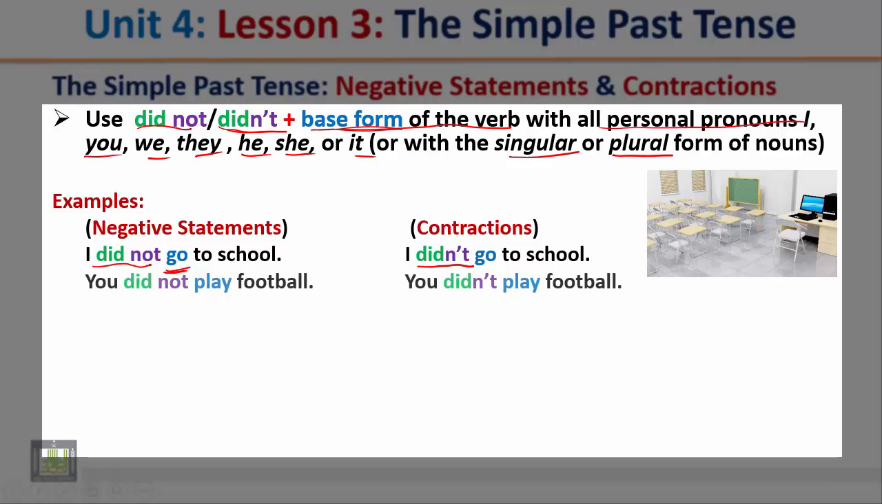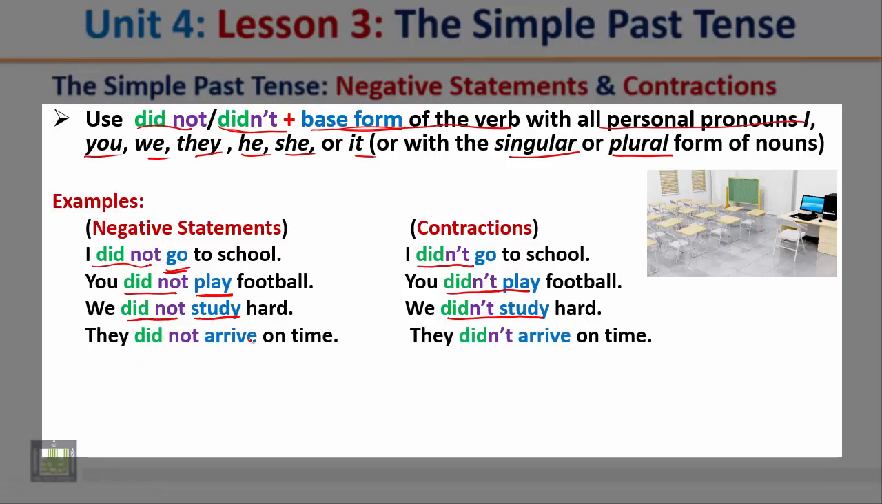Another example. You did not play football. Again, notice that after did not, we use the base form. The contracted form, you didn't play football. Another example. We did not study hard. Again, after did not, we use the base form. The contracted form, we didn't study hard.